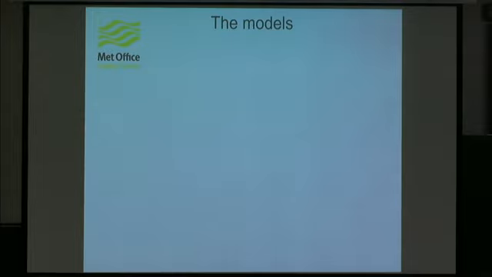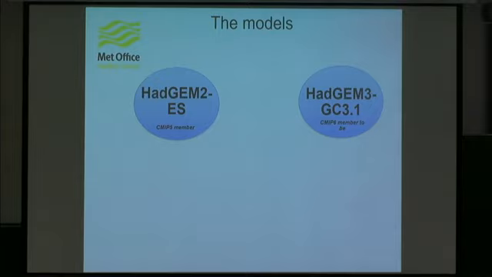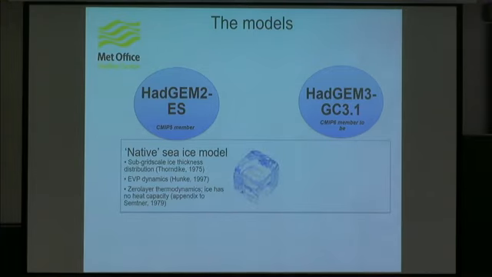These are the models we're going to try to use them to evaluate. HadGEM2, a member of the CMIP5 ensemble. HadGEM3, a model we've just finished developing, to be part of CMIP6. The ice model in HadGEM2 is a fairly standard multi-category model. It has zero-layer thermodynamics, which means the ice has no heat capacity. Surface temperature responds instantaneously to the fluxes.